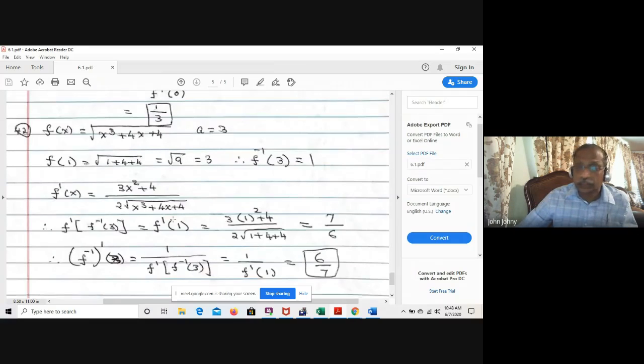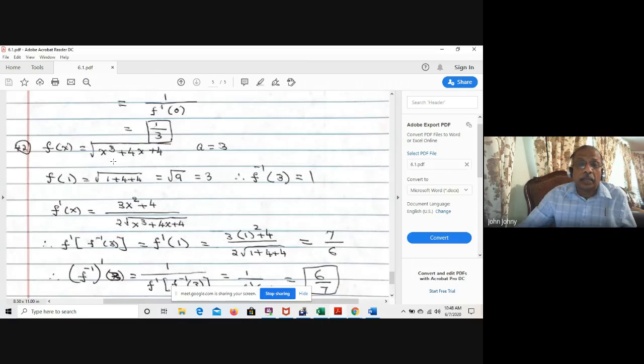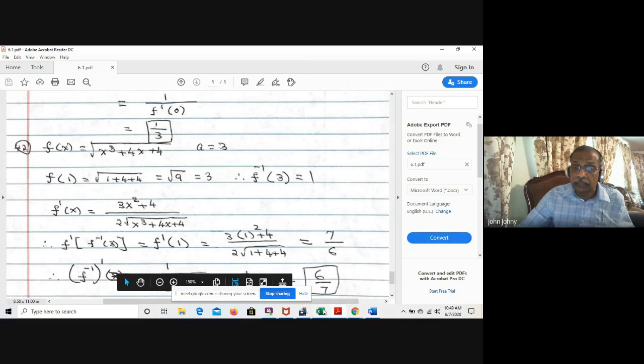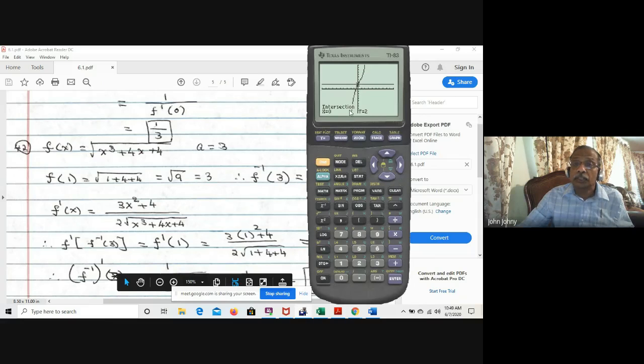The last question from that is f of x is square root of x cubed plus 4x plus 4, and a is equal to 3. You may do the exact same technique here also. By inspection this is 1. But if you are not really good in inspection method, you can follow the same procedure here.